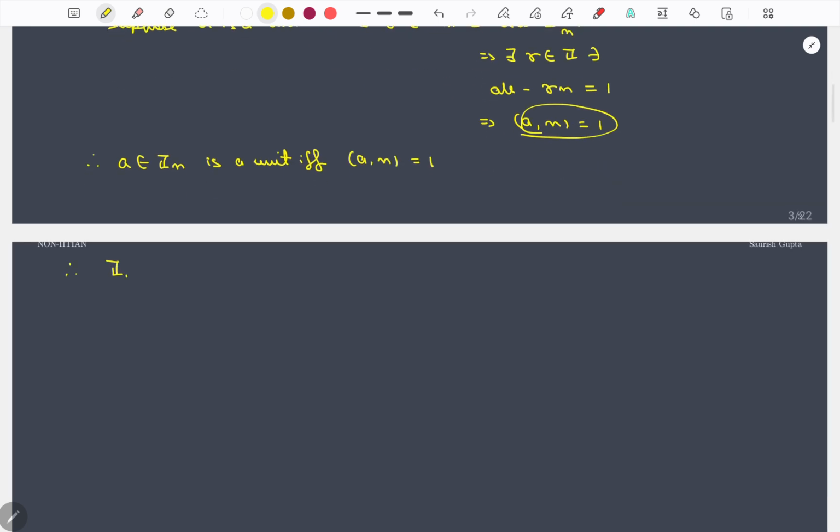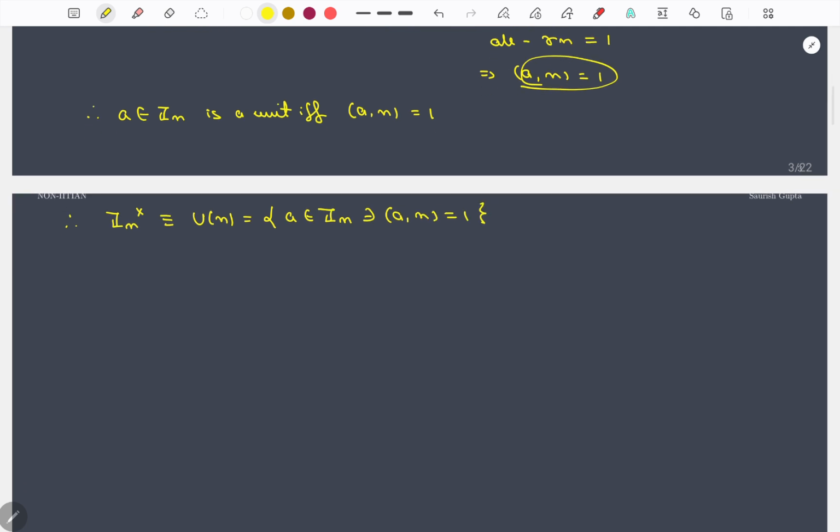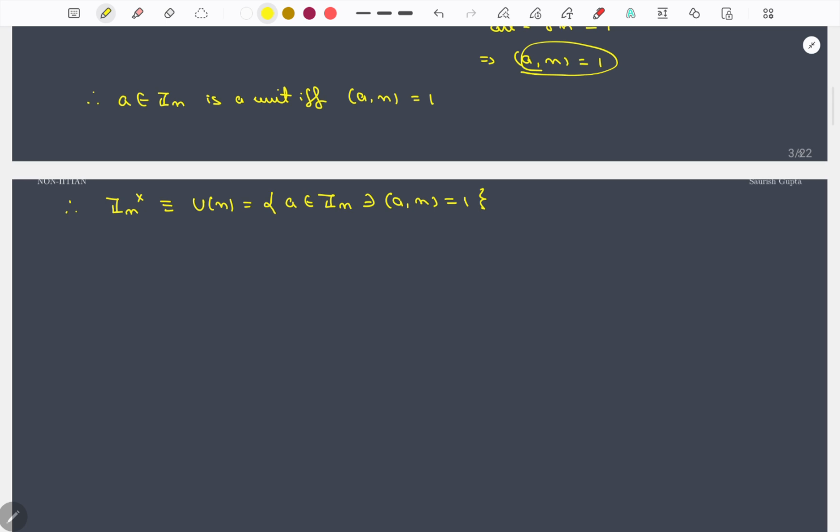Therefore, what can we say about Zn cross, or by our notation Un? This is exactly the collection of all those elements in Zn such that the GCD of A and N is 1. And so therefore, what should be the cardinality of U of n? It should be exactly phi of n, which is the Euler-Totient function, which counts the number of elements co-prime to n less than n, right?